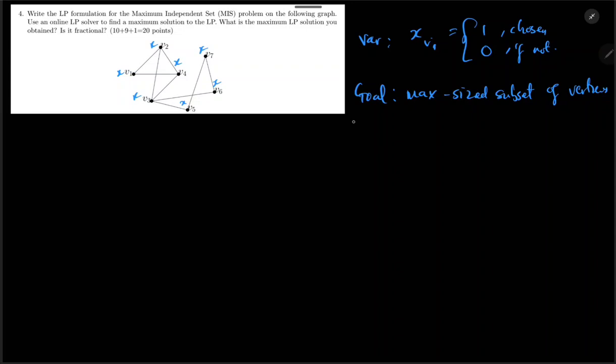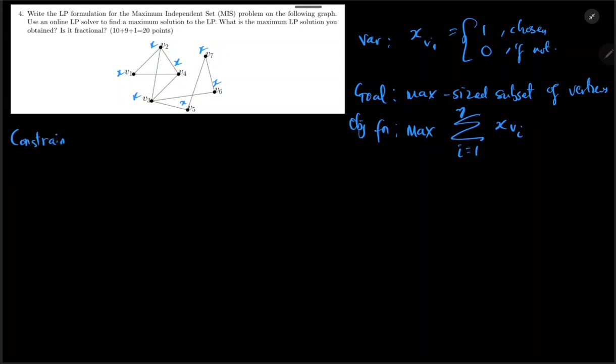So next thing, we define our objective function. Based on the goal, that means our objective function is going to be max xv1 plus xv2 plus xv3 up till the last vertex. We can also just write that as the sum of xv sub i, where i goes from 1 to 7. This is number 7.